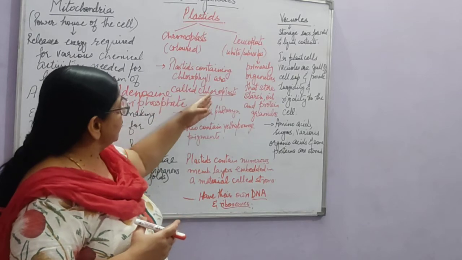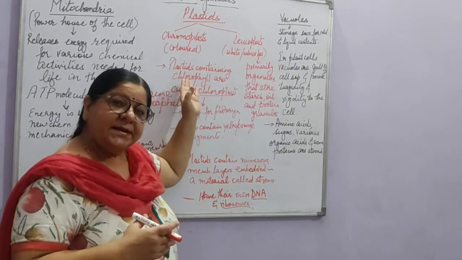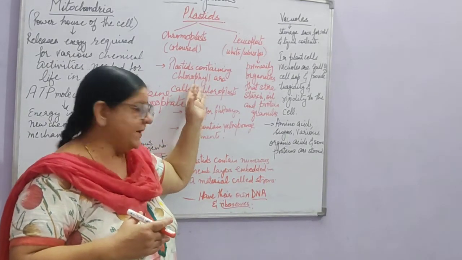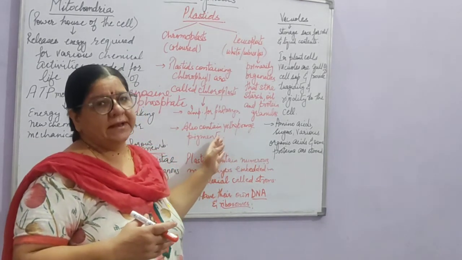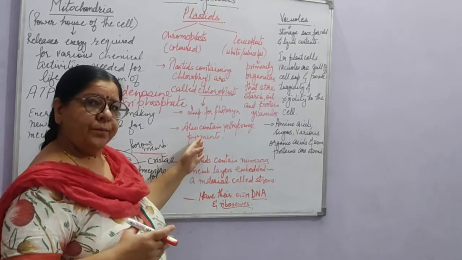Then these chloroplasts not only contain this green pigment chlorophyll, they also contain yellow or orange color pigments also.